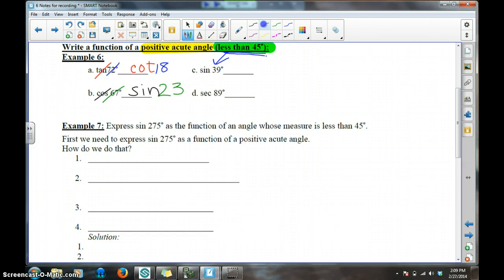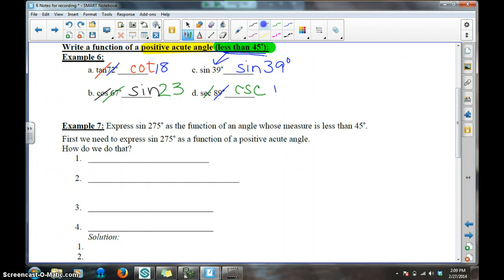What should you be doing with that? Nothing. Don't touch it. That one is fine just the way it is. So really the first thing I want you to be thinking about is, should I do something? Do I need to do something? So let's try the last one. This one does need to change. The complement of 89 is a 1, and the cofunction to the secant function is the cosecant.